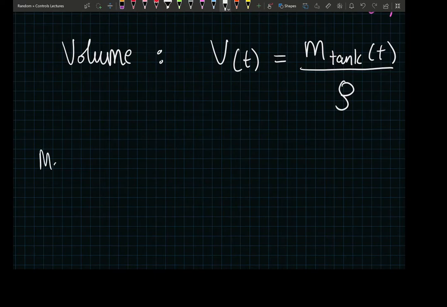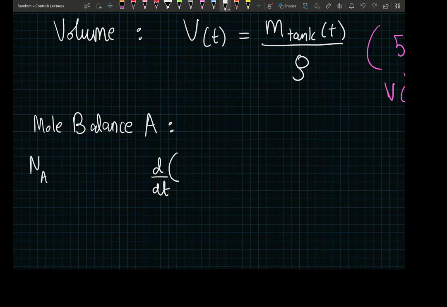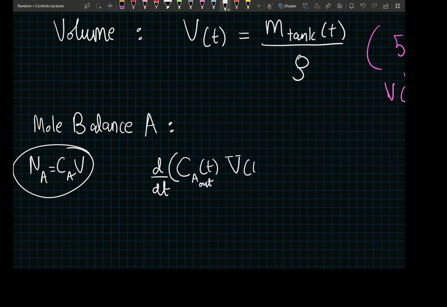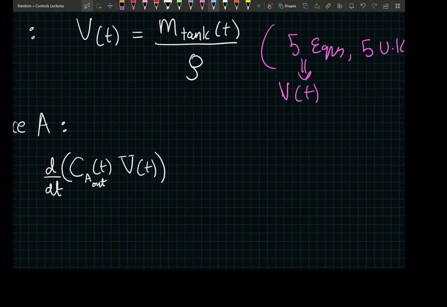All right, now mole balance on A. I'm just gonna do mole balance on A in this video, and I encourage you guys to do a mole balance on B by yourself by using the correct stoichiometry. Okay, d/dt, and I'm gonna write moles as concentration multiplied by volume, just to save me some time. The outlet concentration multiplied by the volume in tank. The contents inside the vessel are at the outlet conditions. Why? Because the system is well mixed.